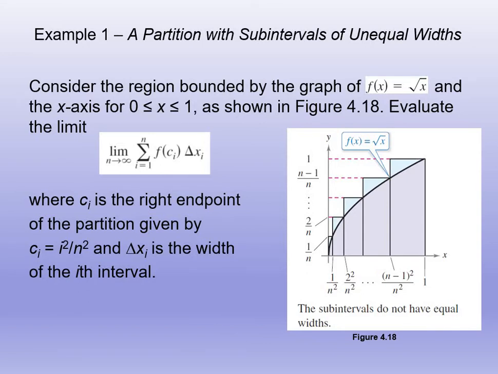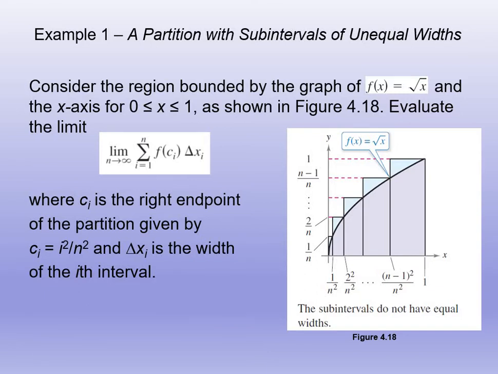So what we're going to do is evaluate the limit as n approaches infinity of the sum from i equals 1 to n of f of ci times delta xi. Okay, we're going to use right endpoints of this partition. Alright, and our ci is going to be i squared over n squared. And delta x is going to be our width of our interval.